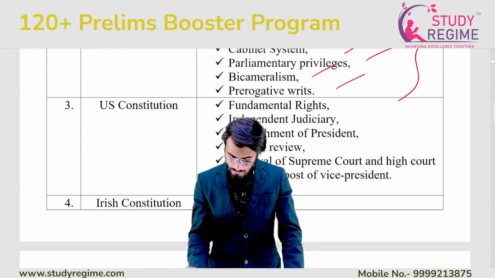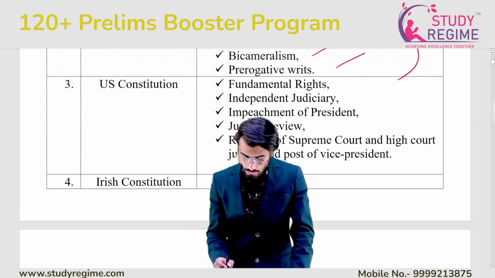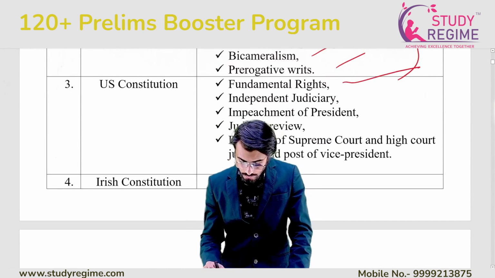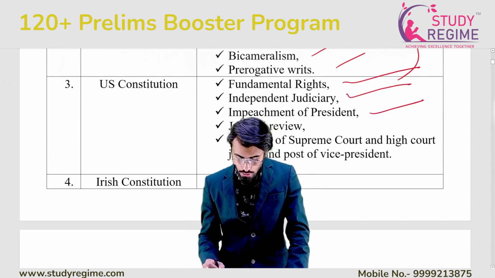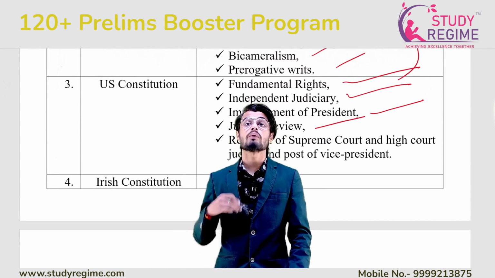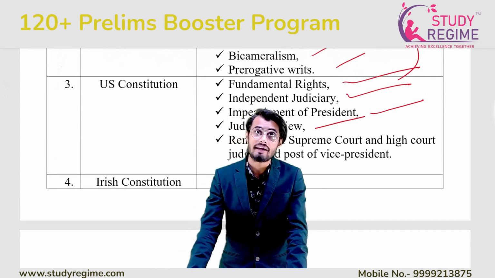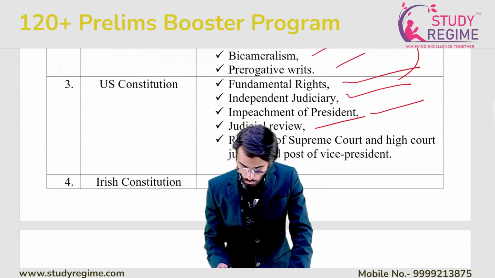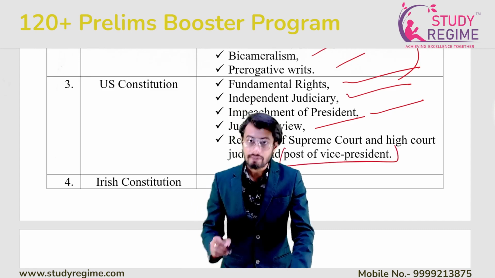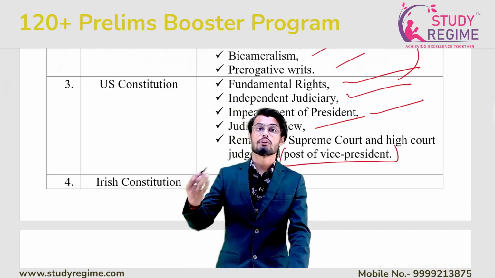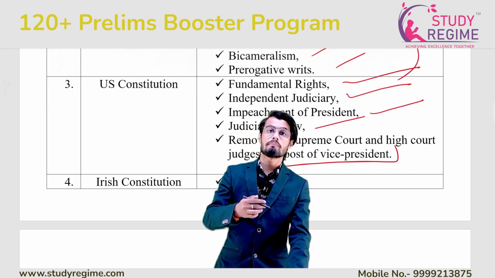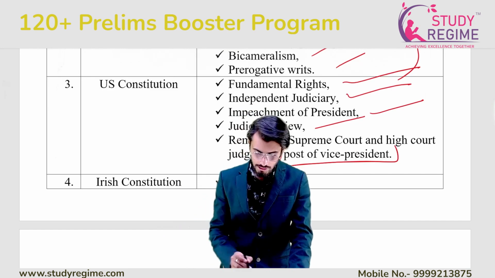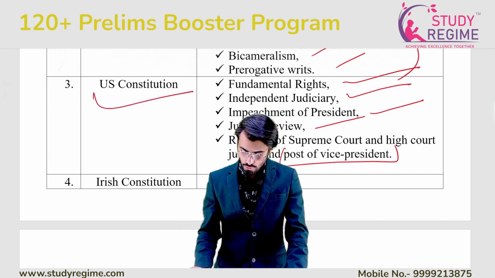Okay, from the US Constitution what things are drawn: fundamental rights, independent judiciary, impeachment of president, judicial review, removal of Supreme Court and High Court judges, and the post of vice president. Okay, so if the question comes that from which constitution or from which document we have drawn the post of vice president, we have to take the US Constitution.